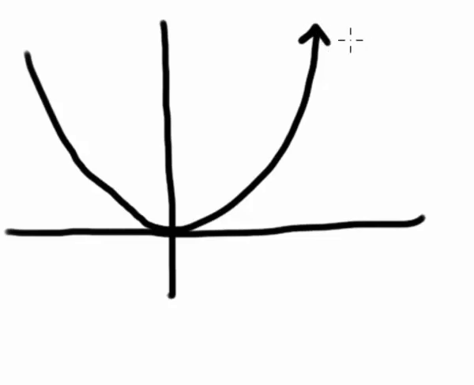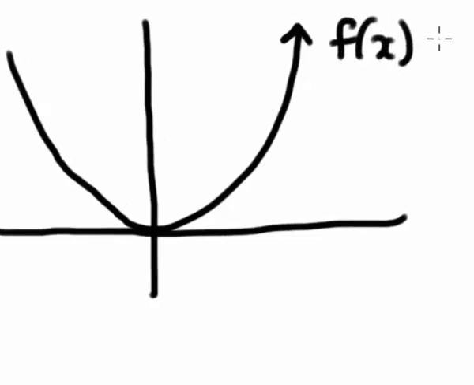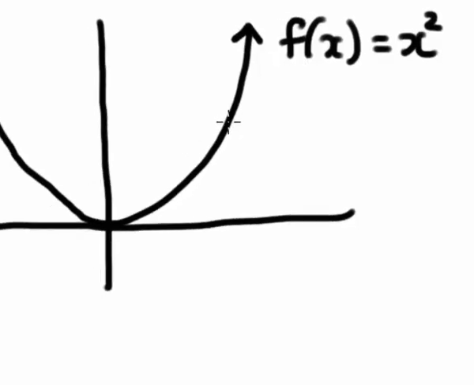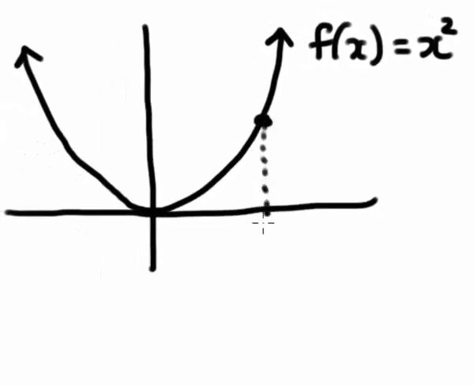Let me just make up one quickly here. I've got a little parabola, like this, and we can call this graph f(x) is equal to x squared. Now let me pick an x value. Let's say I choose x is equal to 3. What would be the y value at 3?